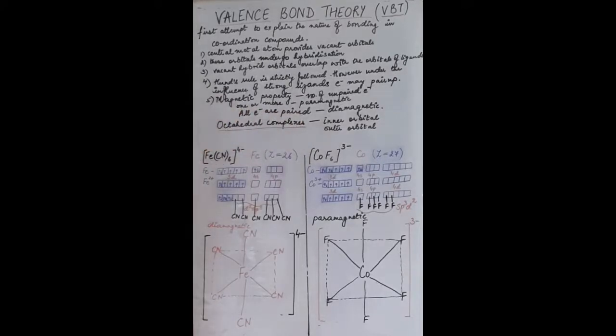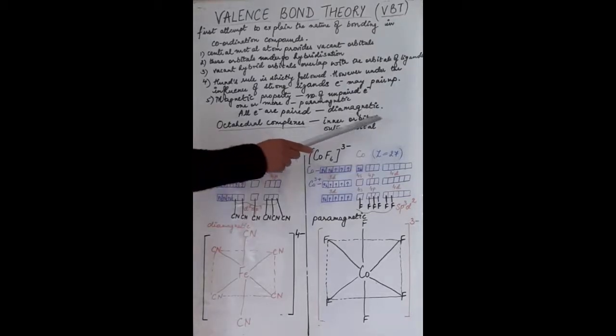Now, this theory also predicts the magnetic property of complexes. According to this theory, if a complex has one or more unpaired electrons, it is said to be paramagnetic, and if all the electrons are paired, the complex is said to be diamagnetic.